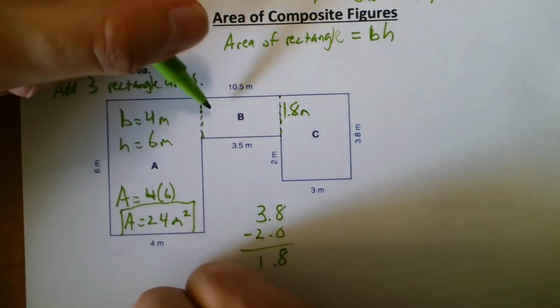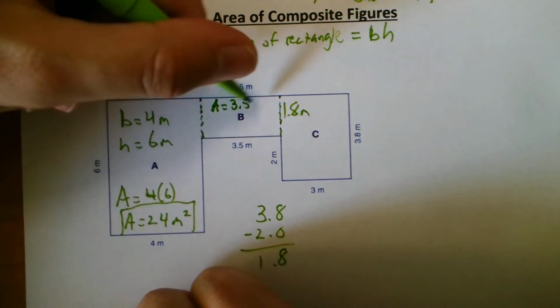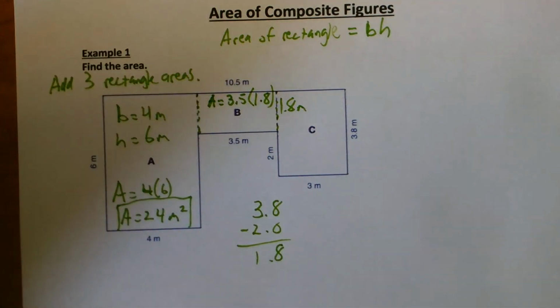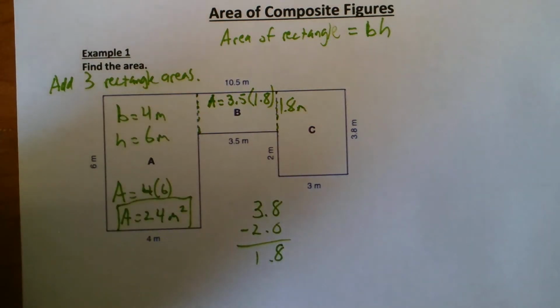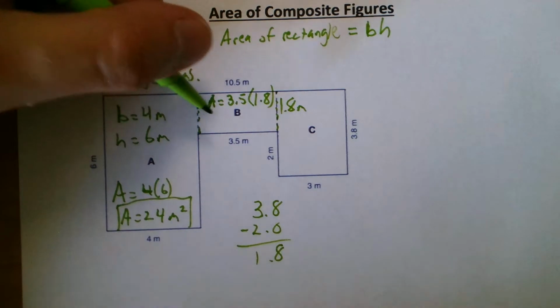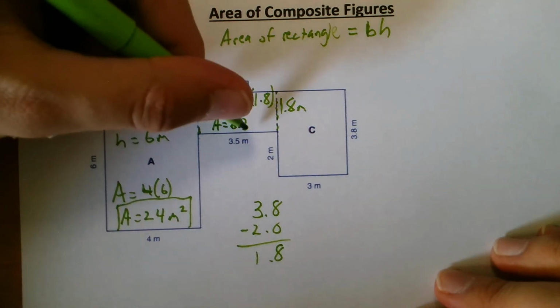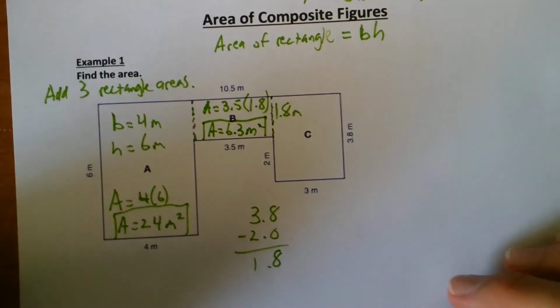Okay, so now it's just a matter of doing area equals base times height. 3.5 times 1.8. Let me go ahead and calculate that real fast. That is going to be 3.5 times 1.8. That should give you exactly 6.3 meters squared for rectangle B.